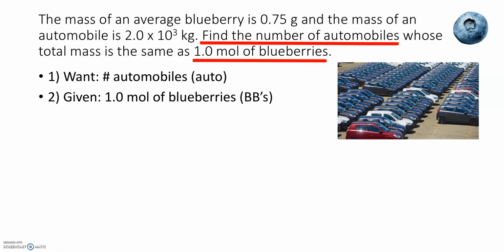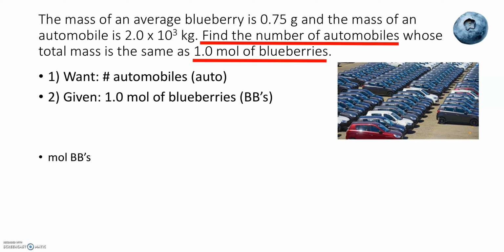So I'll repeat, if I don't want a ratio, then I don't start with a ratio. The average blueberry mass and the average automobile mass are mass ratios, and that's why I don't start with them. Okay, so now that I know what I want and I know what I'm given, how do I get there? Well, I'm given moles. And 1 mole, we know because of Avogadro's number, is a chemist's dozen.